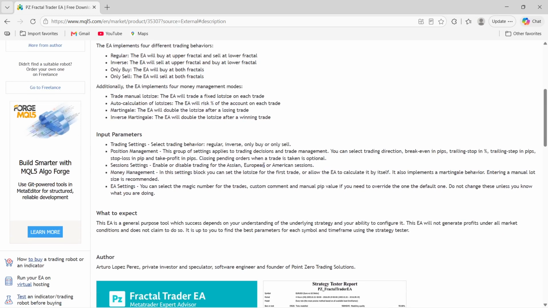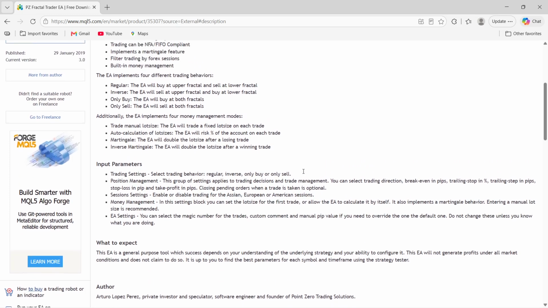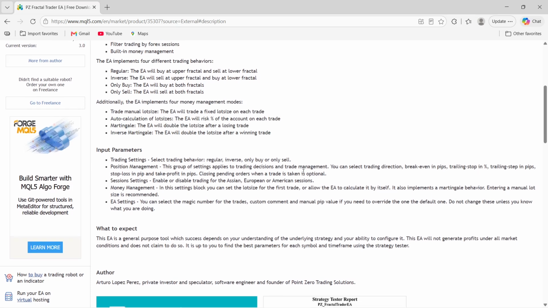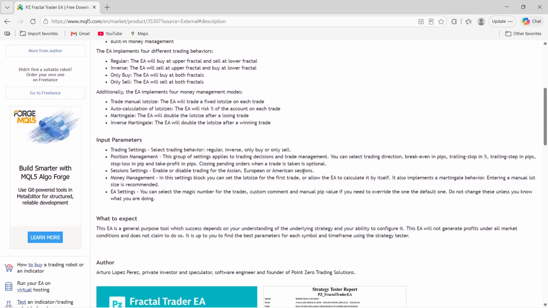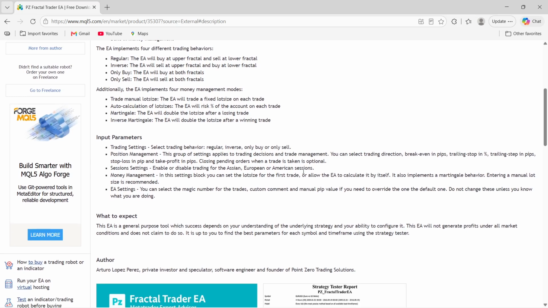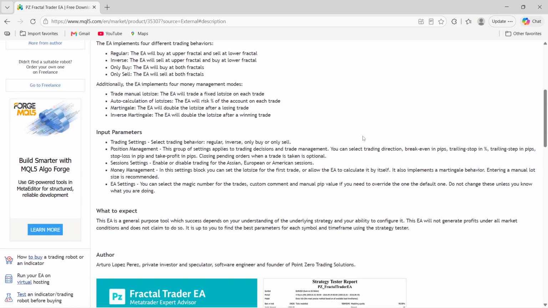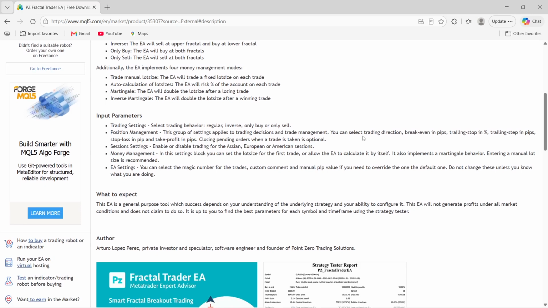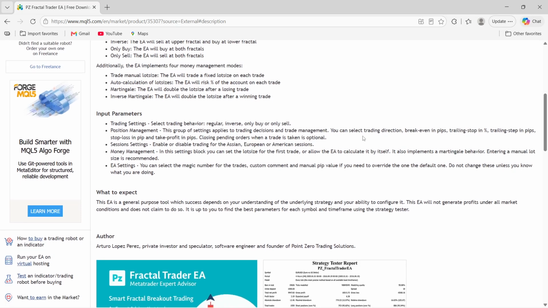As for the features, let's take a look at the features and settings. The EA has a lot of customization, is easy to use and supervise, works on ECN and non-ECN brokers, supports 2 to 5 digit symbols, and can even be NFA slash FIFO compliant.